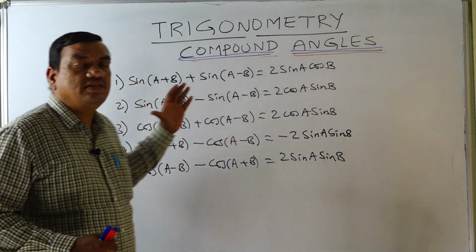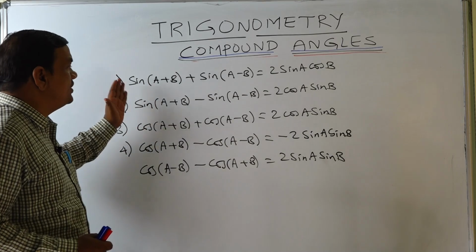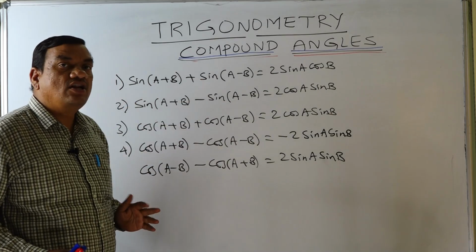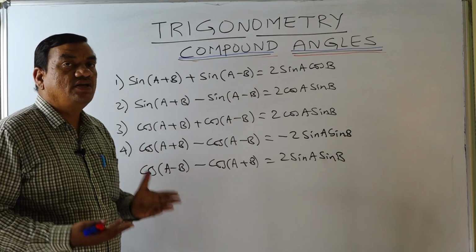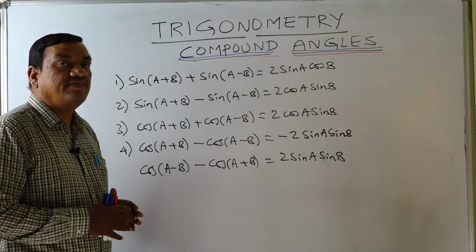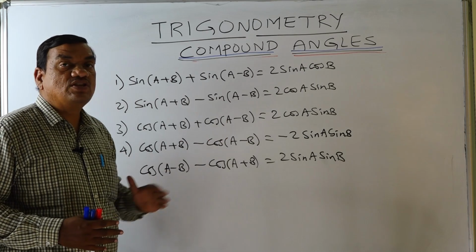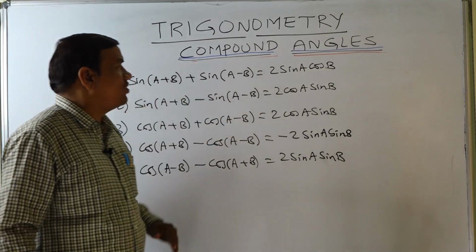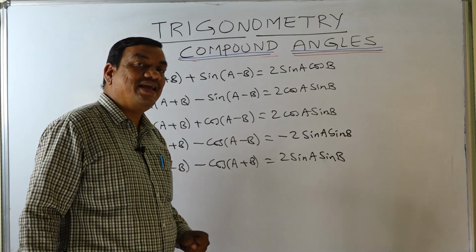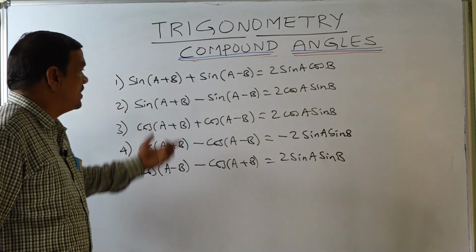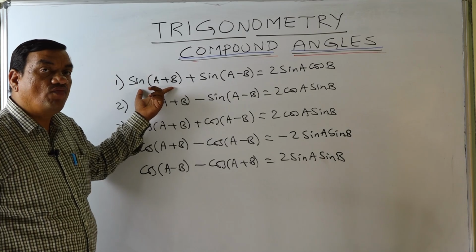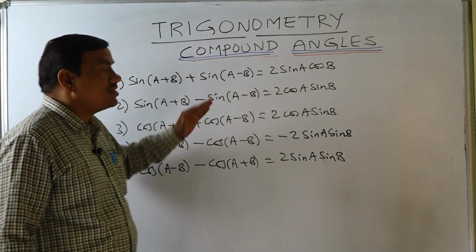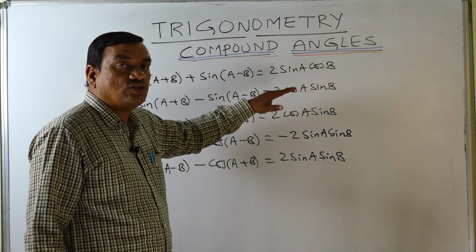Welcome to this list of formulas. We have already learned sin of A plus B and sin of A minus B formulas separately. Then what is their sum? What is their difference? Here also cos of A plus B, cos of A minus B. Sin of A plus B plus sin of A minus B is equal to 2 sin A cos B. What is the proof, sir? Just expand sin of A plus B: sin A cos B plus cos A sin B. Here also sin A cos B minus cos A sin B.